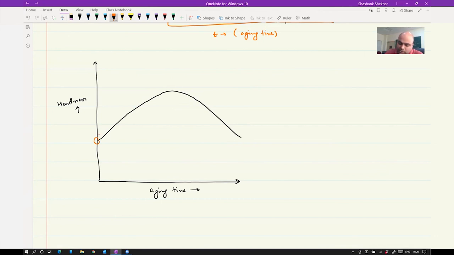And after this particular point, your strength, hardness is going to increase because of the formation of precipitates. And at a high time here, your hardness is maximum. If I take any alloy and age it to this particular time here, that particular condition of the alloy is called peak age condition. So the highest hardness corresponds to peak age condition.